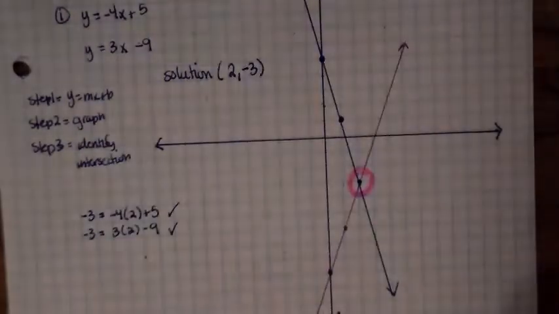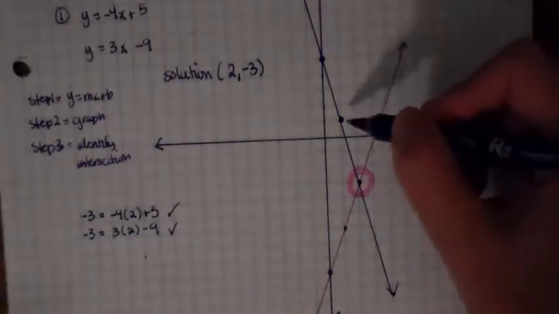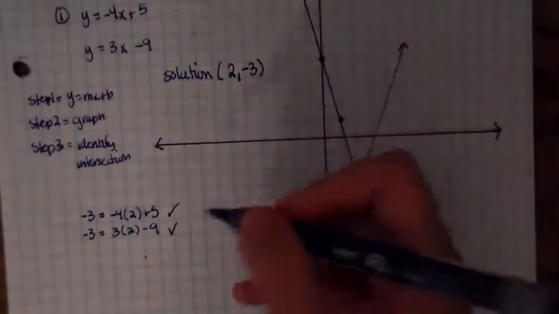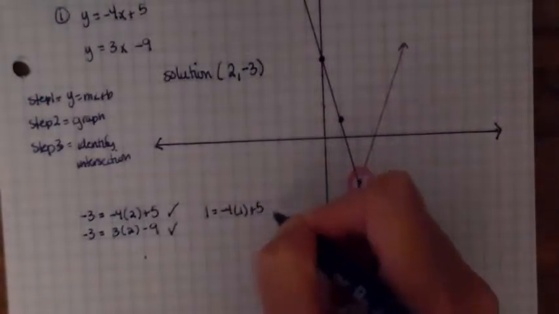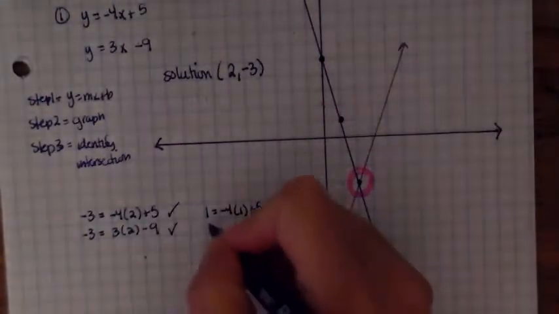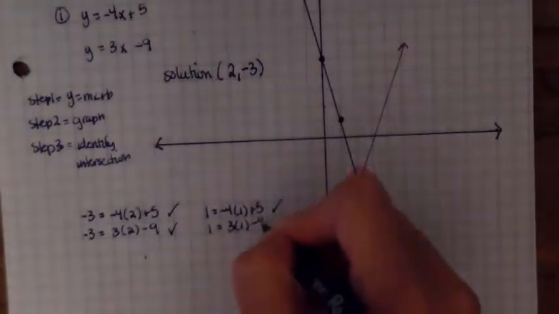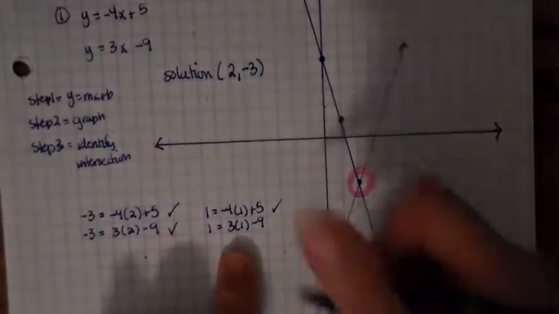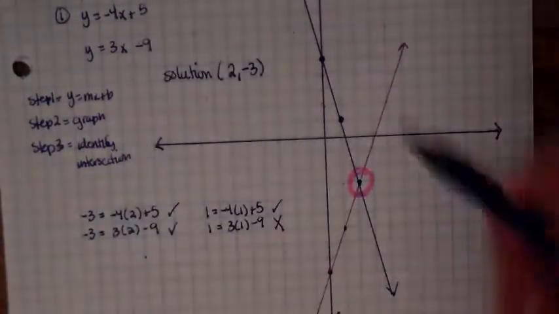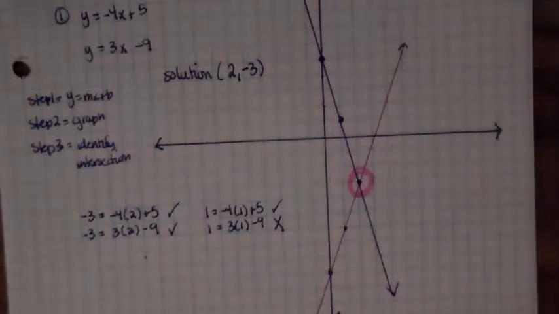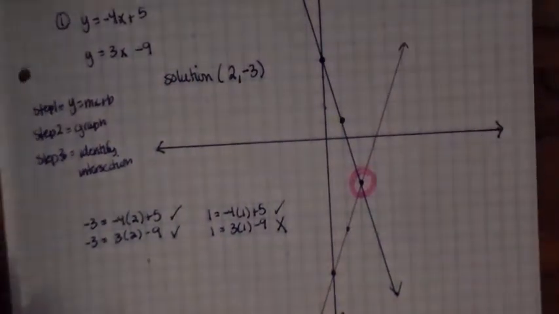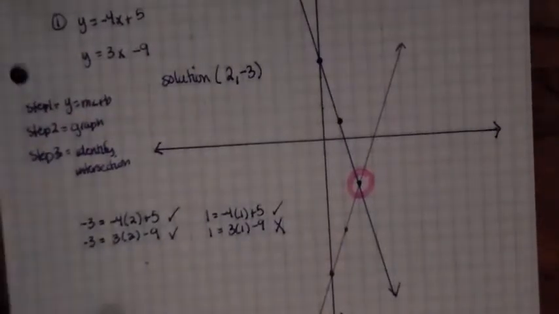That is true. Now let me pick any other point on this line. I'll pick the point (1, 1). If I plug it into my first equation, I get 1 is equal to negative 4 times 1 plus 5. That's true. But if I plug it into my second equation, 1 is equal to negative 6. That is not true. So you can see the only point that will give us a true answer is our intersection.